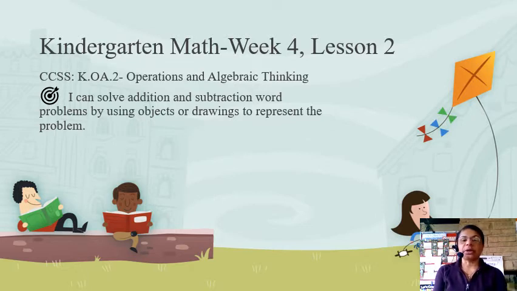In our kindergarten math week 4 lesson 2, we are going to continue to work with operations and algebraic thinking. And our learning target for the week is: I can solve addition and subtraction word problems by using objects or drawing to represent the problems. So let's see what all of this is about.